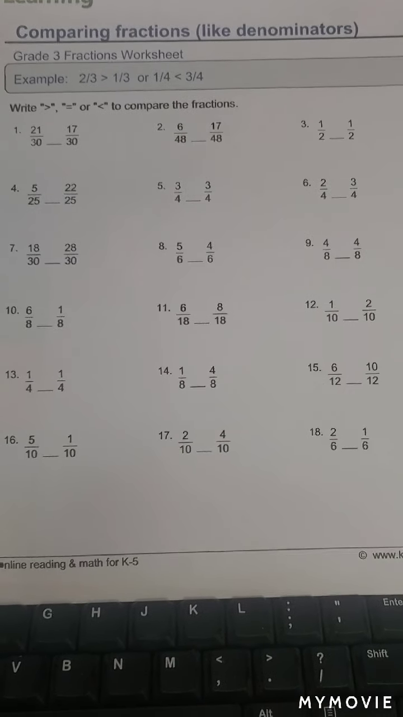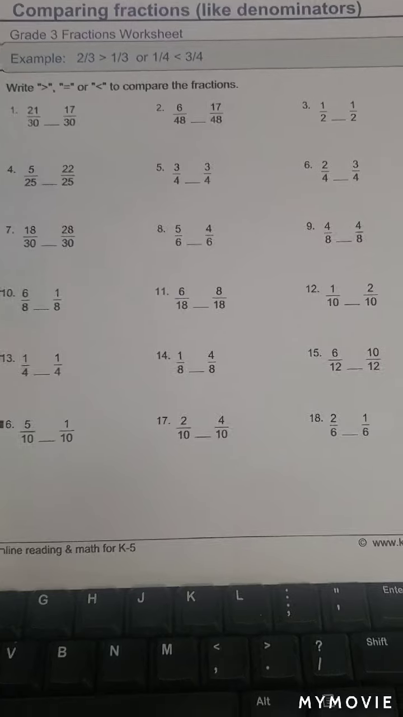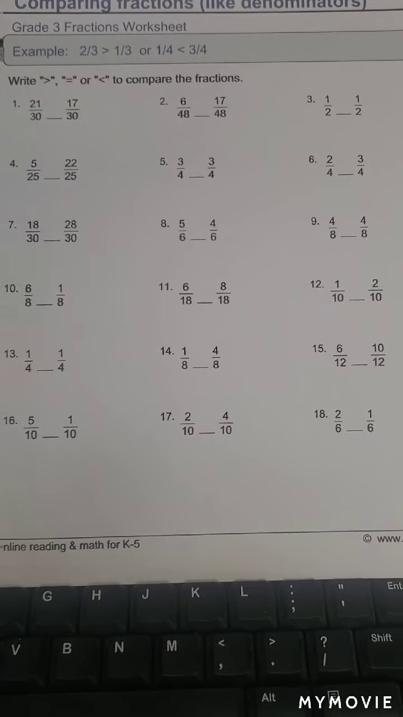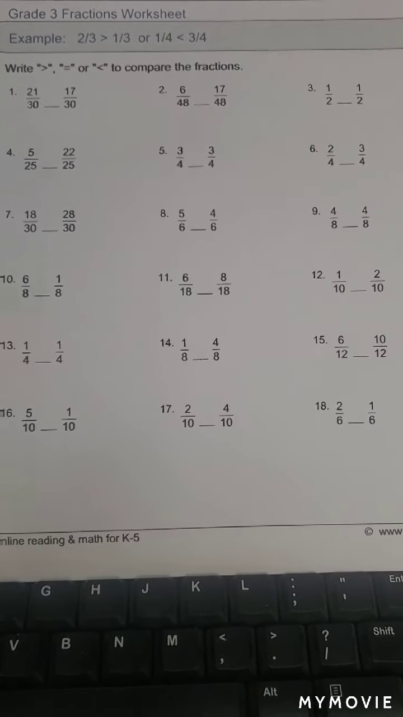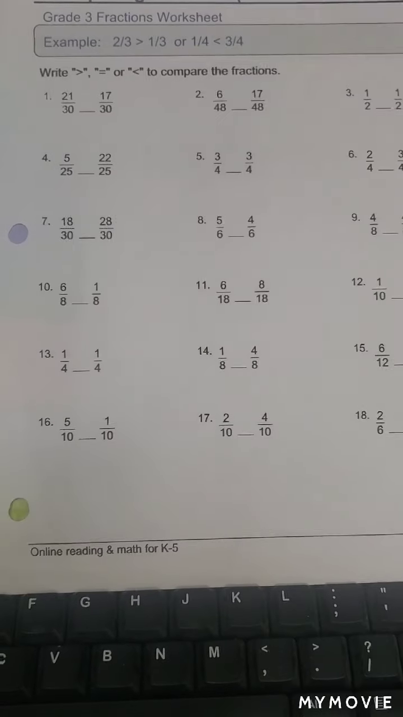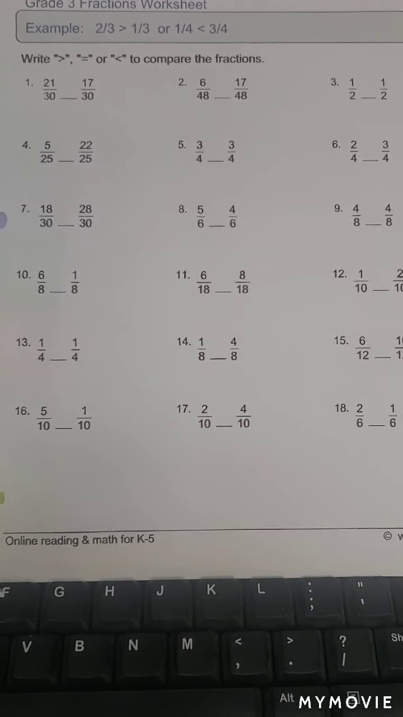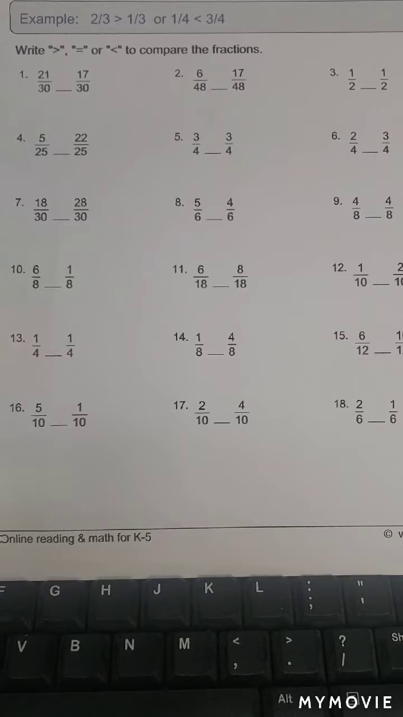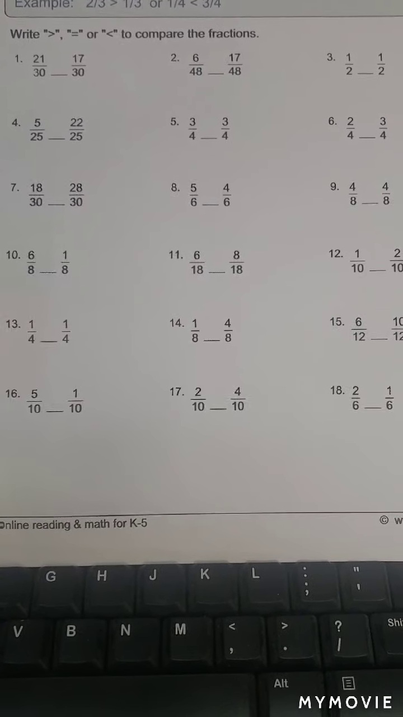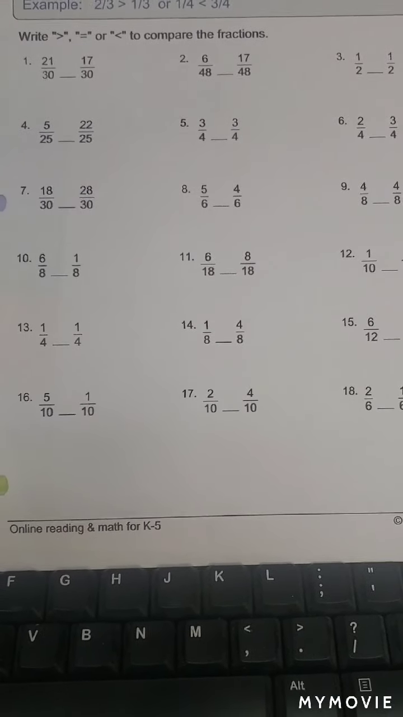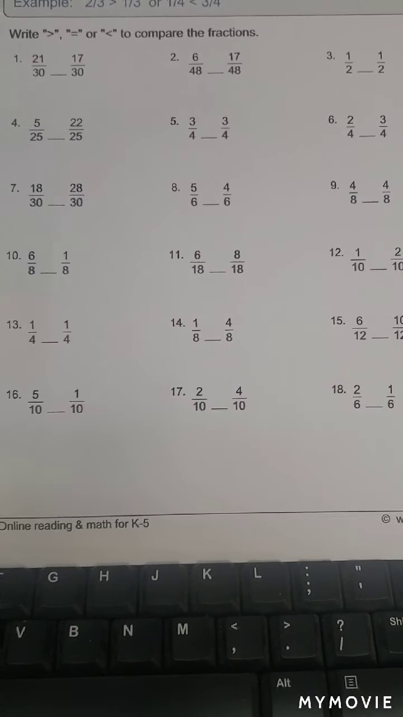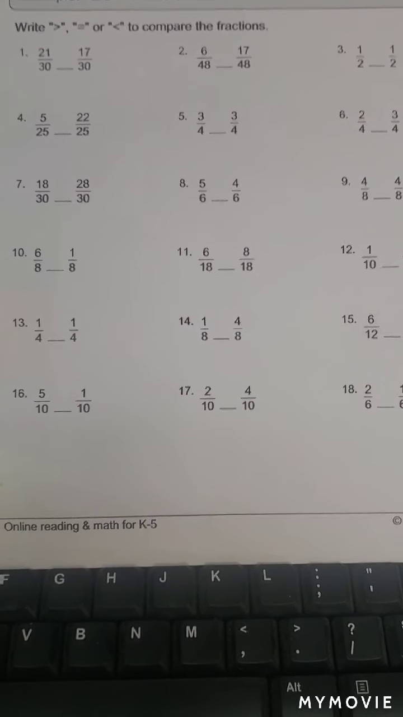So when our denominator, which is our bottom number, when those numbers are the same, to determine which one is larger than the other, then we look at our numerator and we see which numerator is larger. So when our denominator is the same, the largest numerator is our largest fraction.